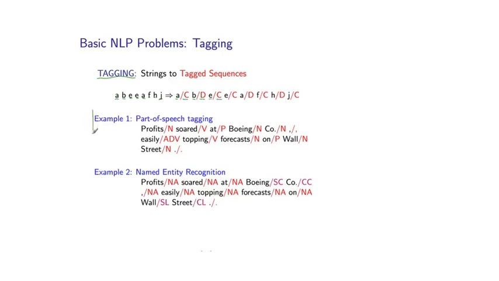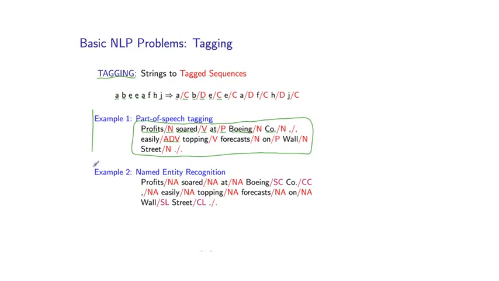The first one is part-of-speech tagging. The problem in this case is to take a sentence as input, for example, profits soared at Boeing, Co., and so on, and to tag each word in the input with its part of speech. So N stands for noun, V stands for verb, P stands for preposition, ADV stands for adverb, and so on. This is one of the most basic problems in natural language processing. If you can perform this mapping with high accuracy, it's actually useful across a very wide range of applications.